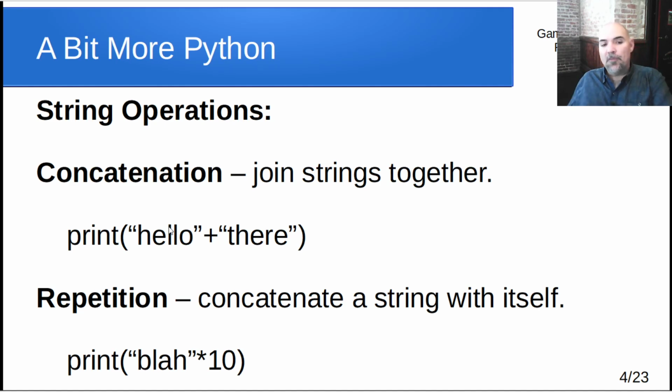There's another thing called string repetition, where we take a string and then multiply it by a number. So in this case, blah multiplied by 10 will be blah repeated 10 times. And let me quickly switch over to a Python shell here, and then we'll just play around with that just a little bit.